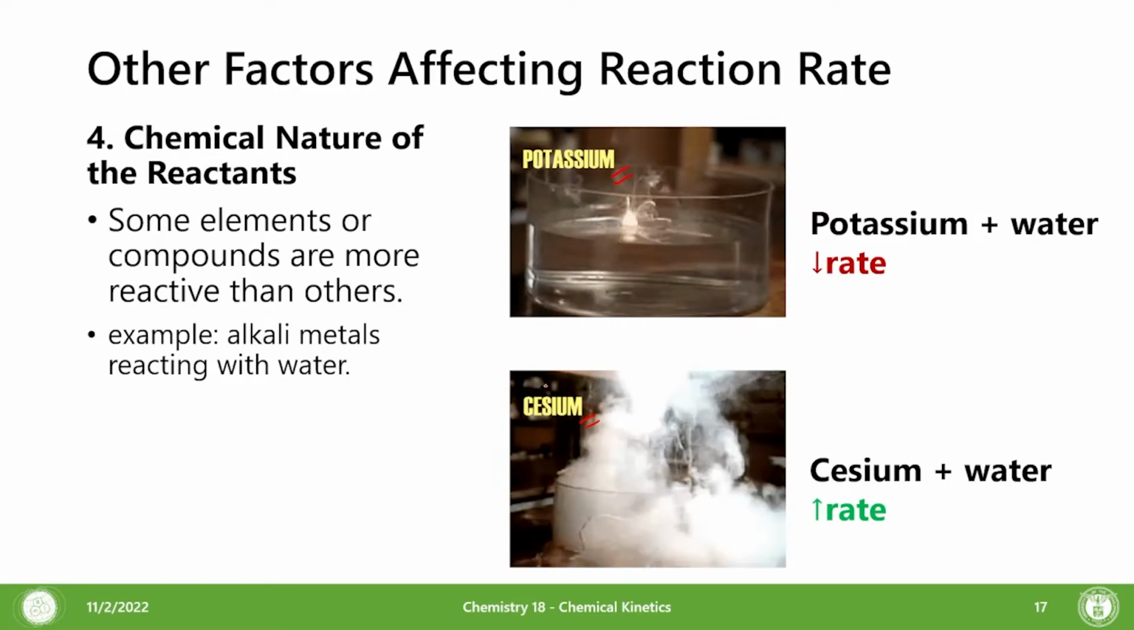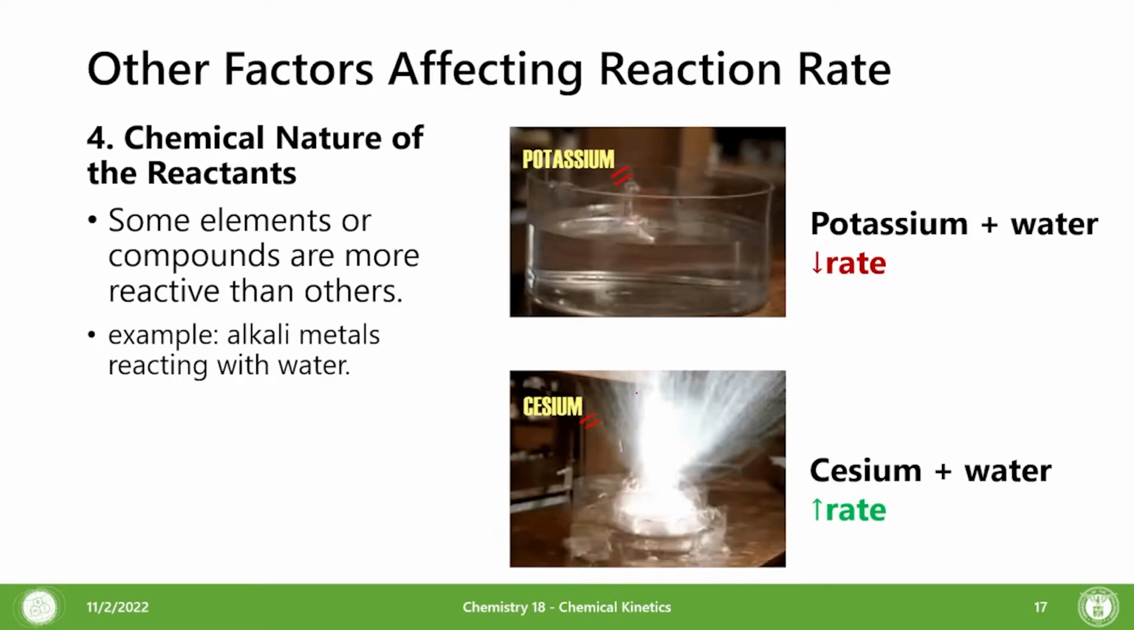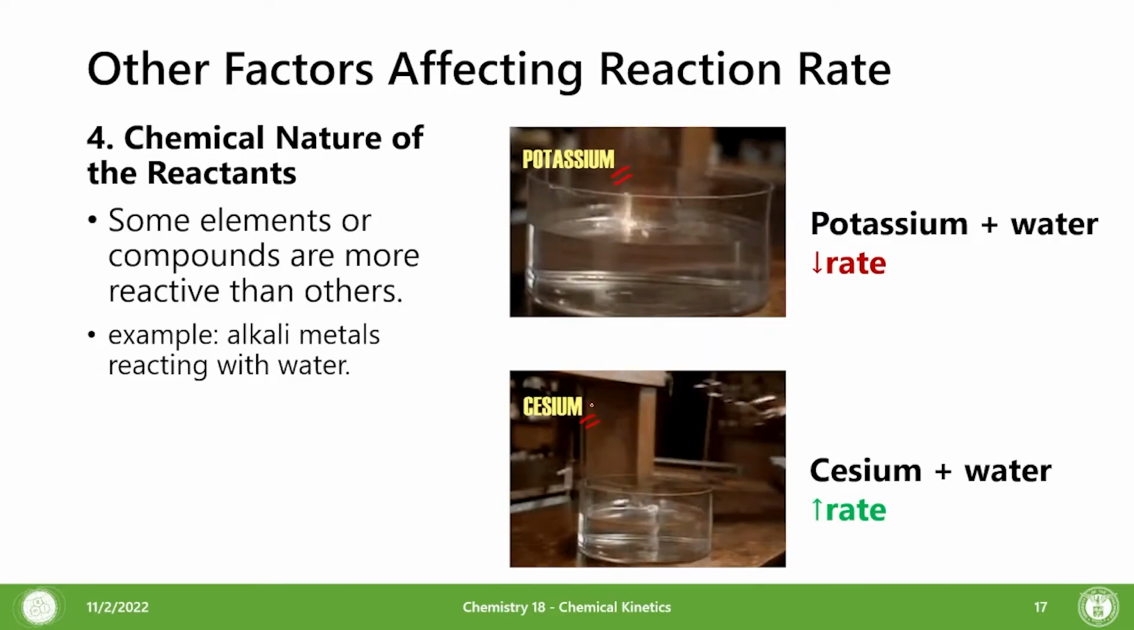In this case, potassium and cesium don't really have any other atoms attached to them. They're really just metals. So what really differentiates them in terms of reactivity is the electrons. The electrons in cesium have a higher propensity of being ionized and can leave right away in contact with water. However, for potassium, it takes time. It can even just simply burn there, and the rate will be much slower. So the chemical, physical, as well as electronic nature of the reactants affect the reaction rate. It depends really on what element or compound you're using.